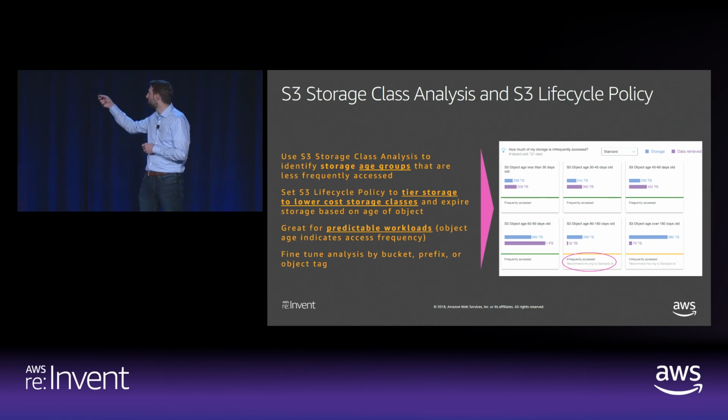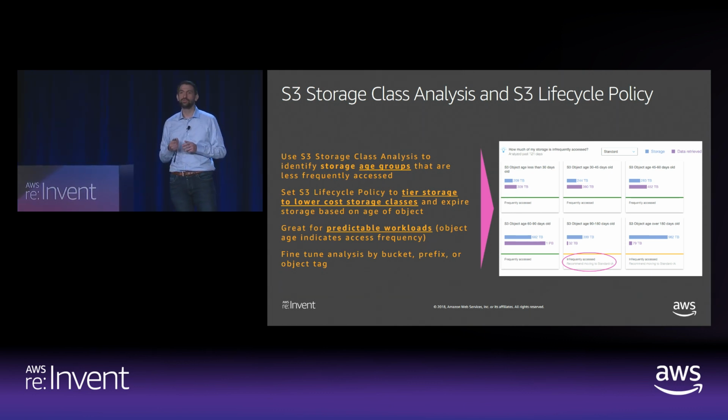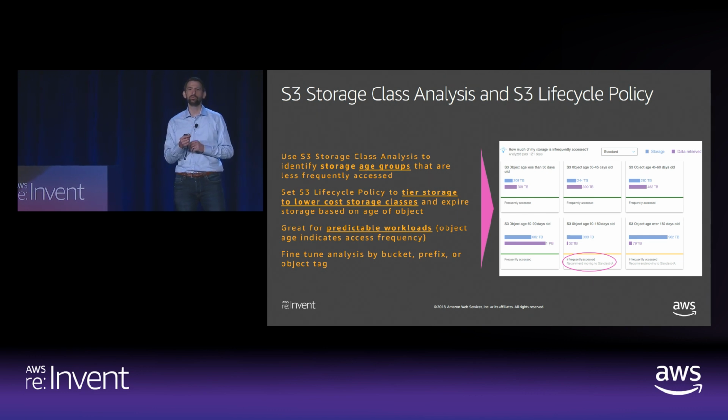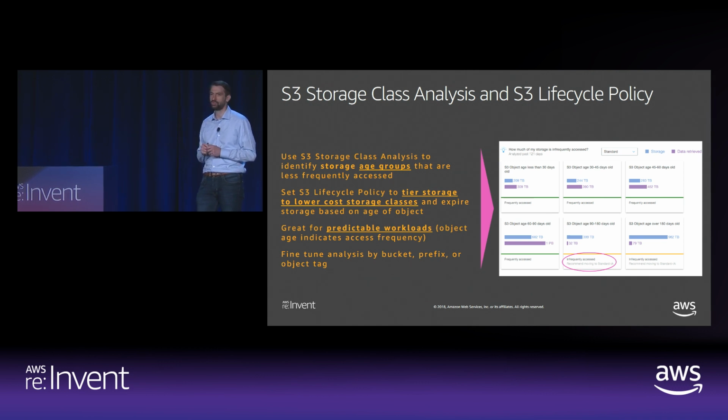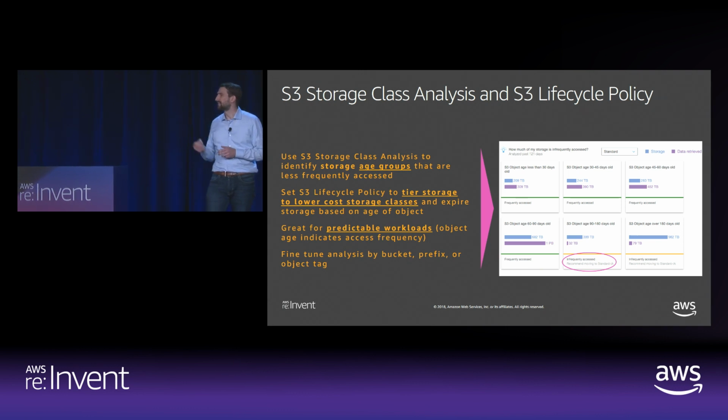So in this case, it shows you that, I believe after 90 days, your storage is infrequently accessed. And it gives you a recommendation that that storage is ideal to move from standard to standard infrequent access. And you plug that information in a lifecycle policy. So you say after an object is 90 days old, it moves from standard to standard infrequent access. And that way you can save about 40% storage cost.